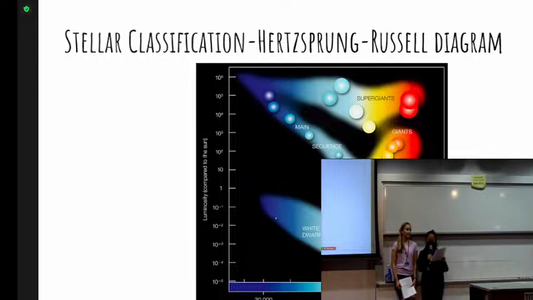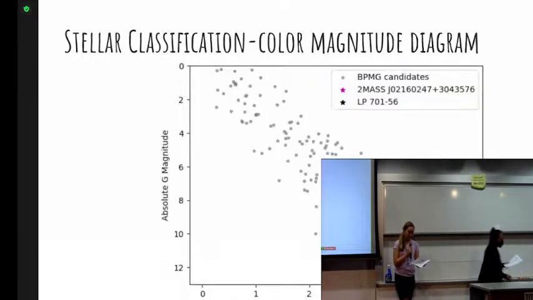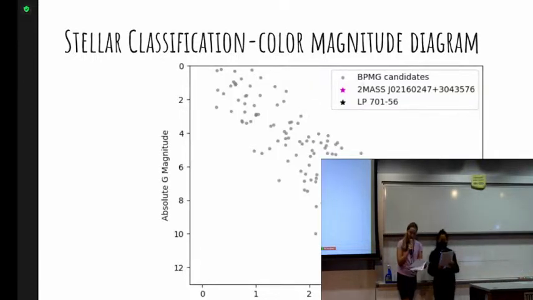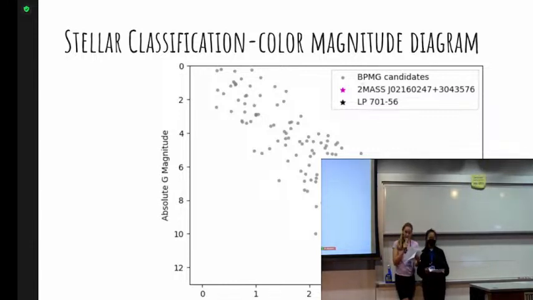If this is the case for the binary candidate we found. Here we have a variation on the Hertzsprung-Russell diagram from the previous slide called a color magnitude diagram. The color on the x-axis is a proxy for temperature, and the magnitude on the y-axis is a proxy for luminosity. The pink star that you can see marks the two-mass object we found that is binary, while the black star on this diagram shows the single star that we displayed.